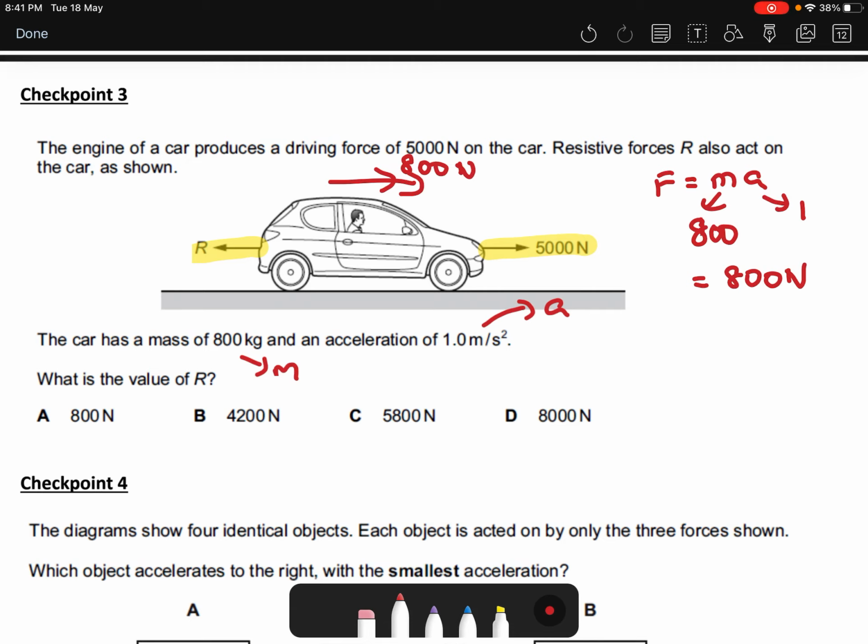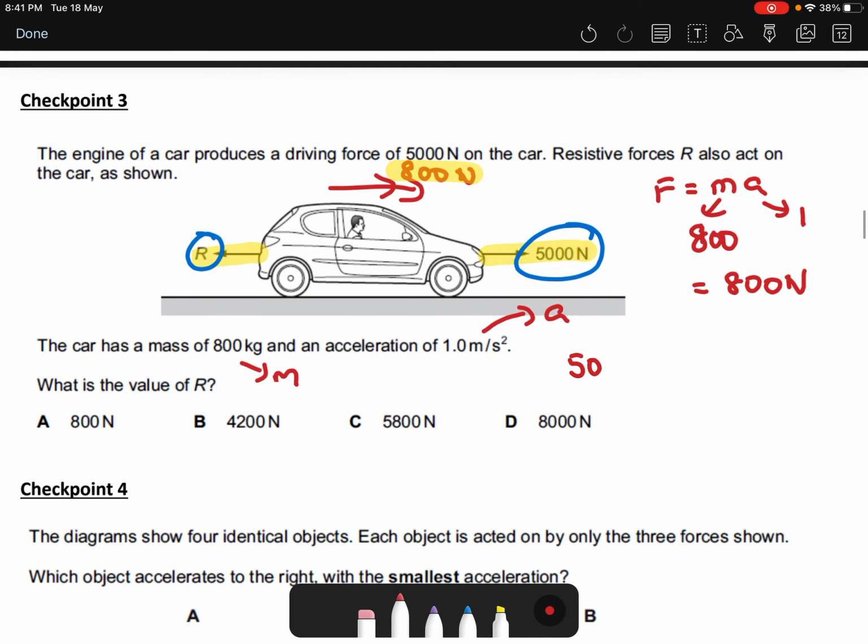Okay. So what is the meaning of the resultant force? Resultant force basically is this 5,000 Newton minus away R will give me the resultant force of 800 Newton. Alright. So 5,000 minus R equal to 800. So you just manipulate accordingly. You should get R equal to 5,000 minus 800, which is about 4,200 Newton. Okay, so answer should be B.